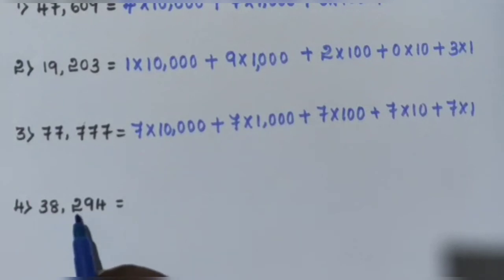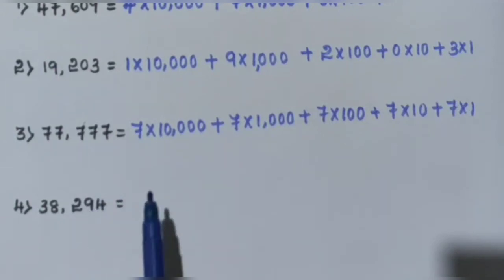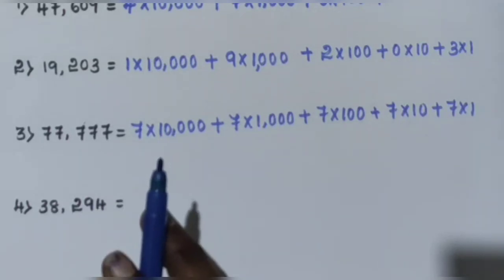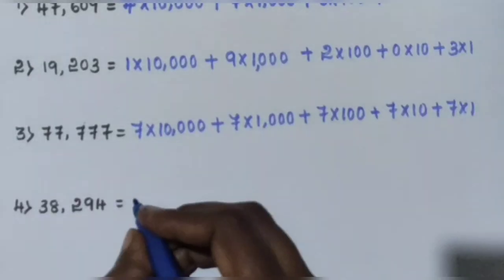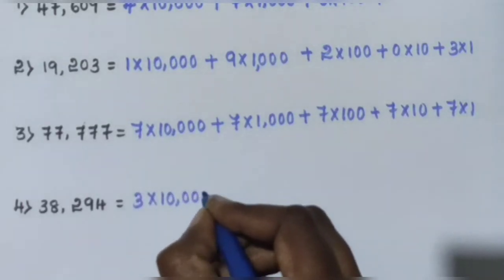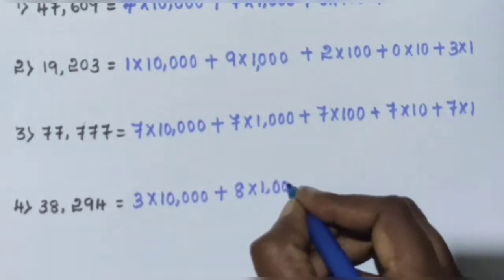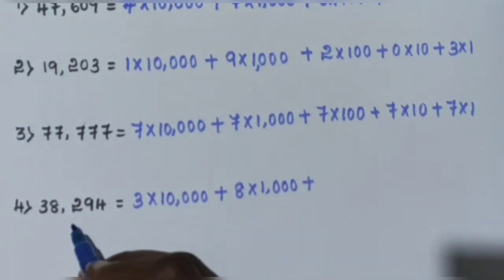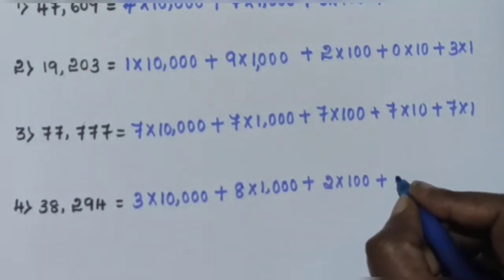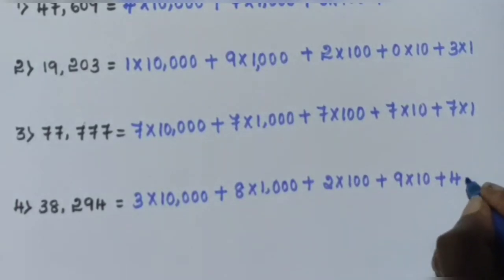Next, question number 4, 38,294. 4 is the units place, 9 is the tens place, 2 is the 100s place, 8 is the 1000s place, and 3 is the 10,000s place. Then write in expanded form. 3 is the 10,000s place, 3 into 10,000 plus 8 is the 1000s place, 8 into 1000 plus 2 is the 100s place, 2 into 100 plus 9 is the tens place, 9 into 10 plus 4 is the units place, then 4 into 1.